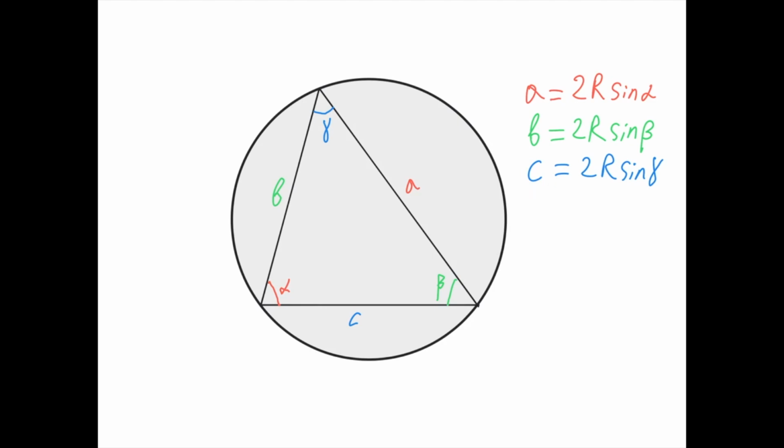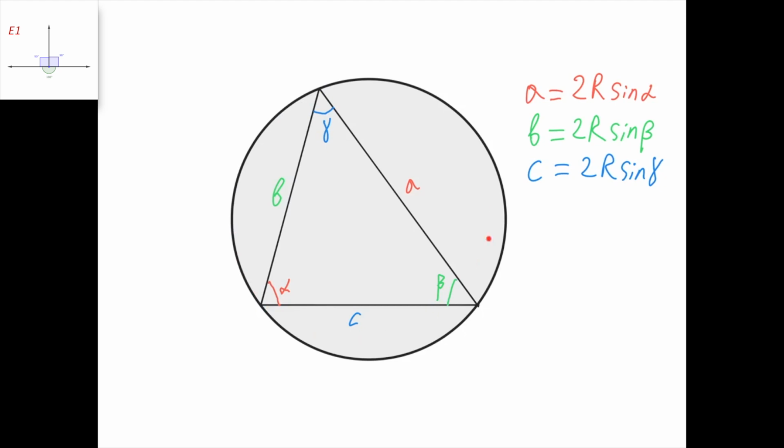There will be two cases. The first is when all the angles in the triangle are acute, and the second is when one of the angles of the triangle is obtuse.